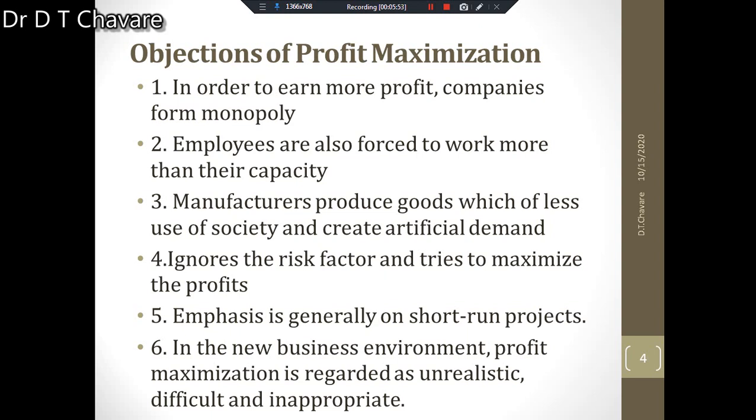Then in the new business environment, profit maximization is regarded as unrealistic, difficult and inappropriate. It means that in case of the new business environment, such things are inappropriate, unrealistic and difficult, and such objections we also have to understand here.